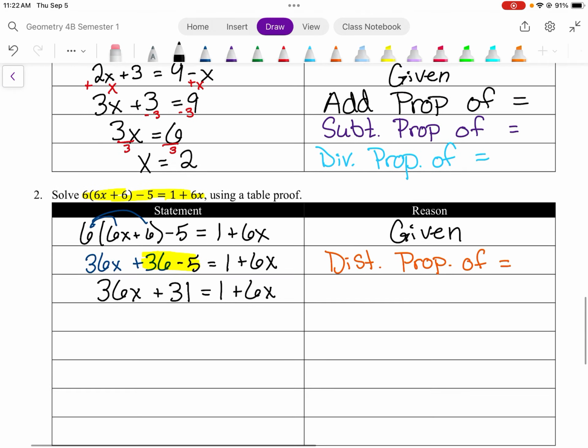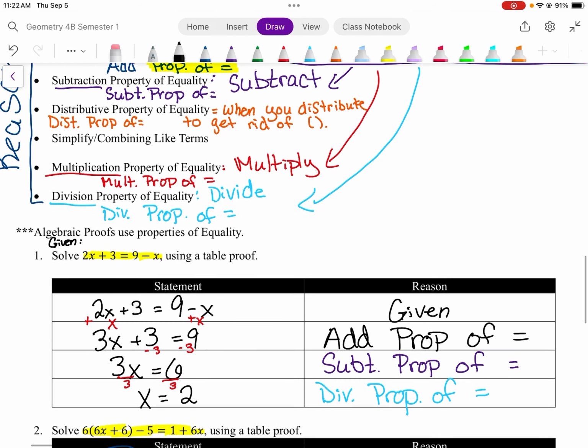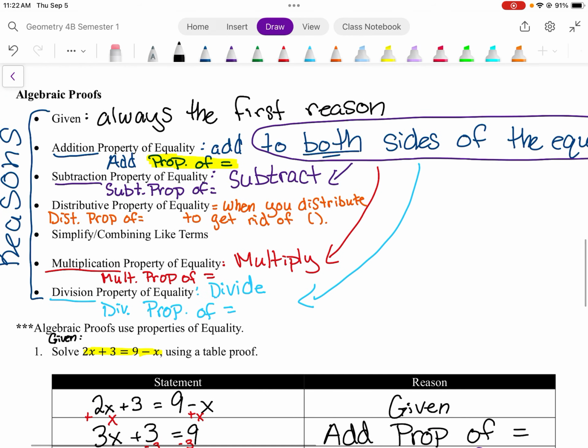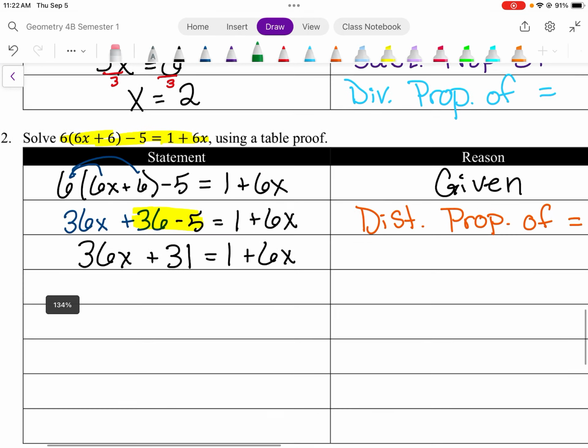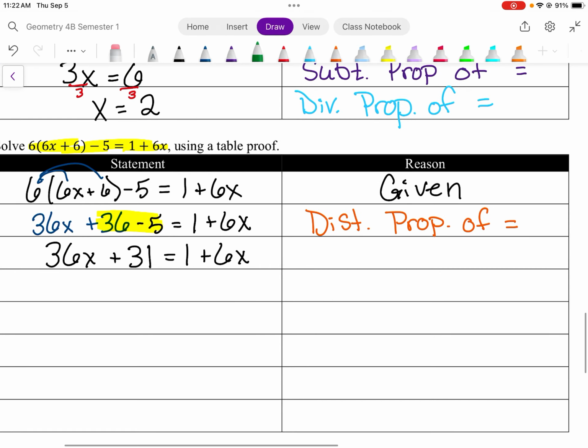Now if we go back up to our reasons, we did subtract those numbers, but we didn't do it on each side of the equation. We were just combining our like terms. So the reason you can give for that one is one of two things. You can either use simplify, or you can use combining like terms. Either one will get you the right answer. You do not have to put both. You just need one of them. The one that I use, and you'll see on answer keys, is just simplify.